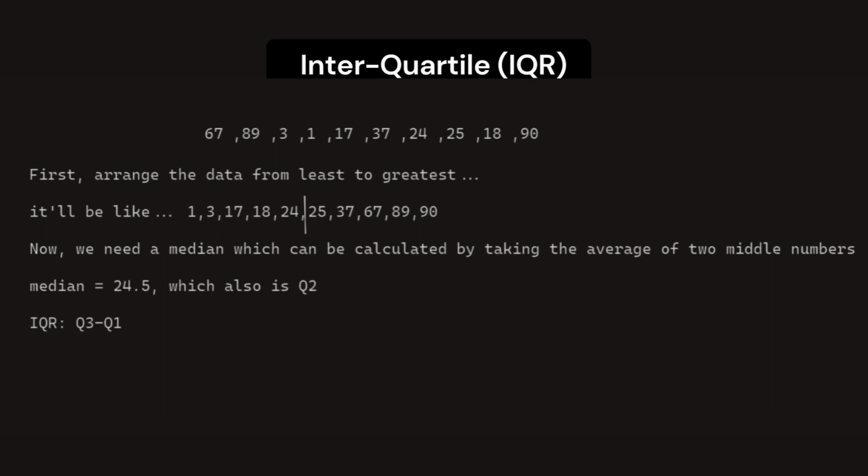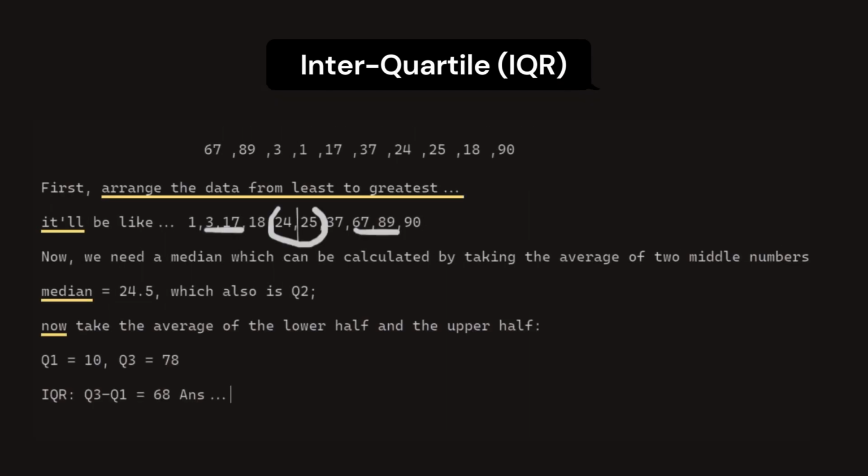First you need to arrange your data from least to greatest, and it will be like what is given. Now we need a median, which can be calculated by taking the average of the two middle values, as we all know. The middle values are 24 and 25, so we add them and divide by 2, and we get 24.5, which is also called Q2, because Q1 comes first from the start, then Q2 will be somewhere around the middle, and then Q3 at the end. But we need Q1 and Q3 to find the interquartile range.